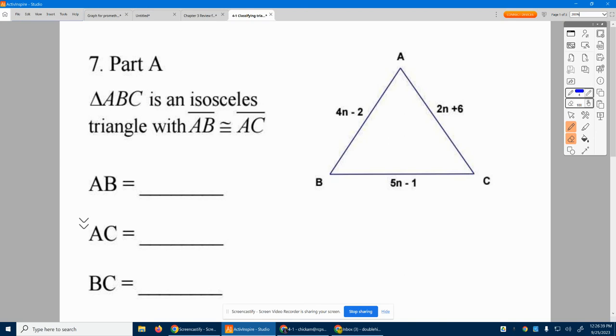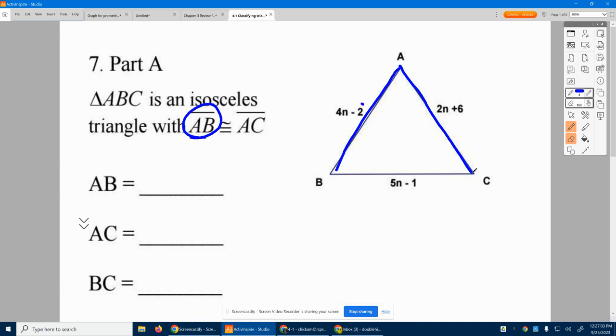Number 7, part A. Triangle ABC is an isosceles triangle. What is an isosceles triangle? That means two of the sides are exactly the same length. And it then tells us the AB side, here's the AB side, is congruent to the AC line segment. So those are equal to one another. And now it wants us to find AB, AC, and BC's length.